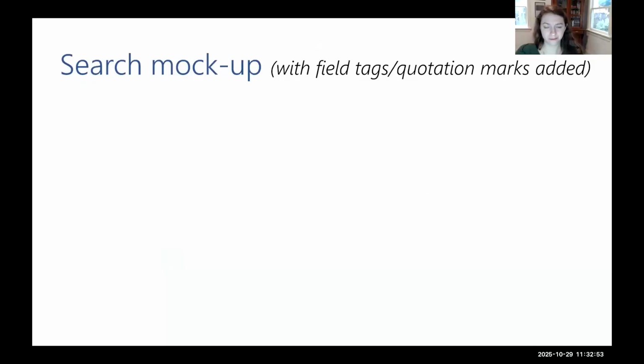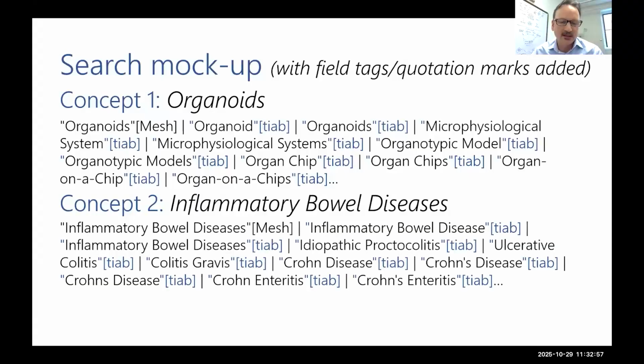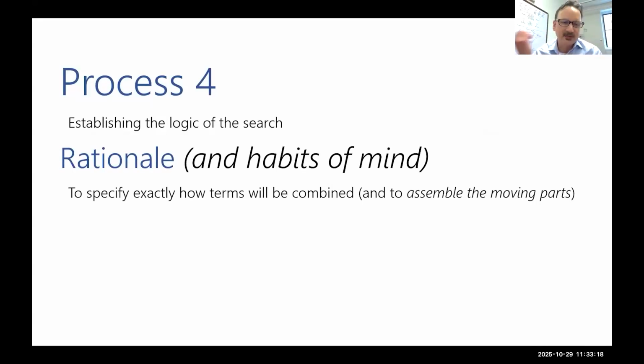Okay, awesome. So in terms of our mockup, we've got this. Again, our keywords are fully formatted now with quotation marks and field tags. So we're really getting close to having strings we can run. But as I mentioned, we don't have search logic. So we need to talk about that as process 4. Essentially, we want to specify exactly how terms will be combined.